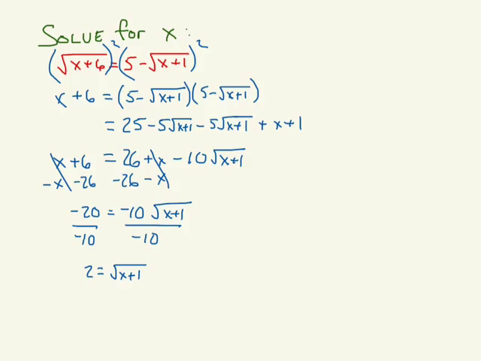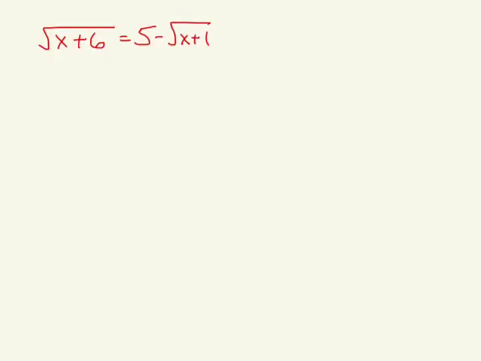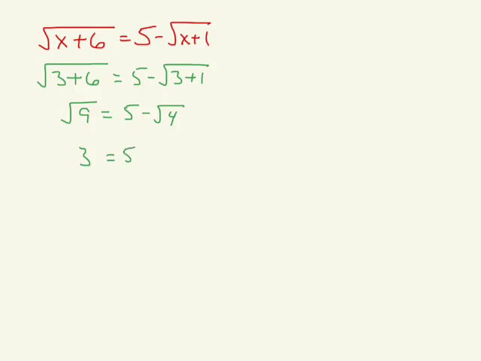If we square both sides of that, let's change the color so we can see the step change. If we square both sides of that, we will get a 4 equals an x plus a 1, and we'll find out that x equals 3. All right, x equals 3. And of course we want to check that. Let's go check that. We'll plug the 3 in, so we'll have a square root of 3 plus 6 equals a 5 minus the square root of 3 plus 1, or a square root of 9 equals 5 minus the square root of 4, or a 3 equals a 5 minus a 2, and that is correct. So it does work.